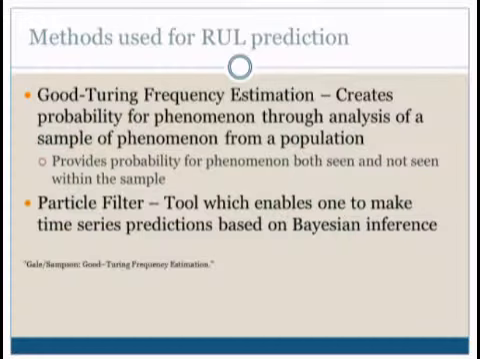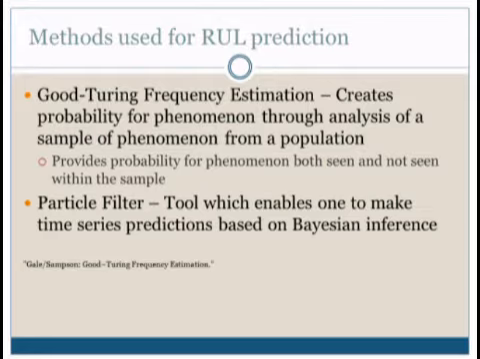And after I've defined a relationship between the length of a certain period of rest and the effect that that period of rest has on the capacity of the battery, I want to use that information to predict the remaining useful life of a battery.